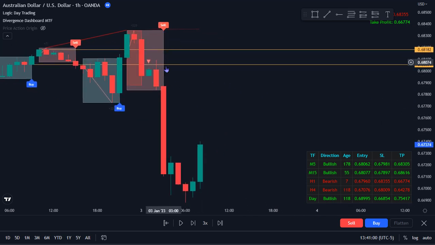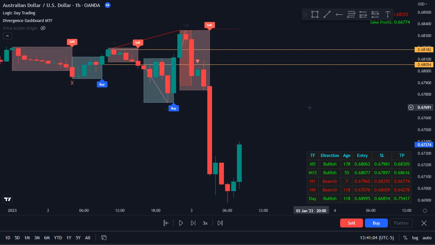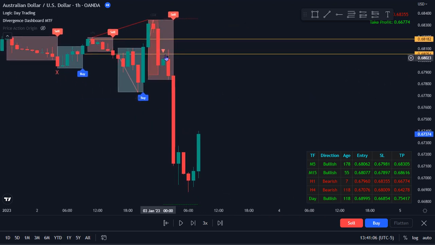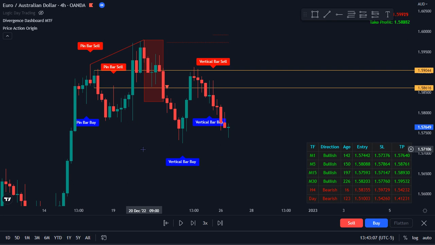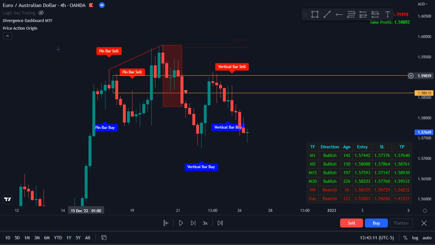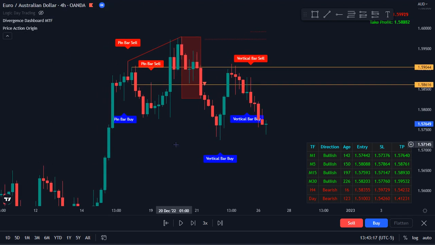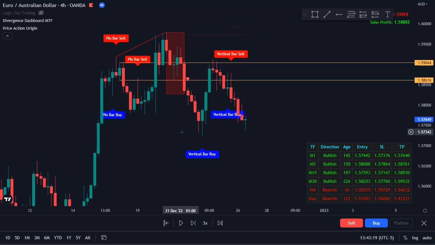Gives you the sell signal right after it wicks into here. But again, the divergence is also inside of the sell zone as well. All right, now in this example, kind of the same thing. Going to go over the Euro Australian dollar 4-hour chart, and very much similar example, right?